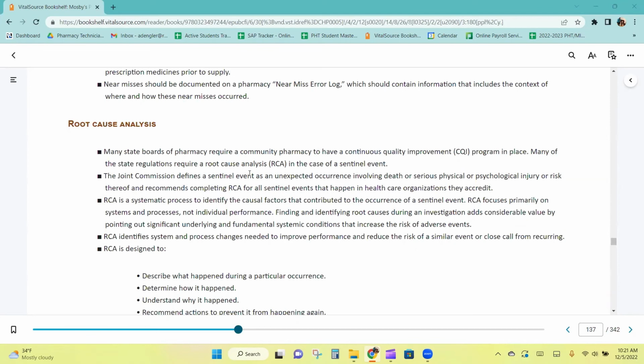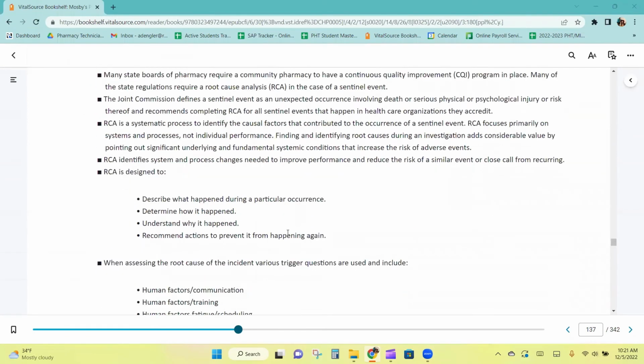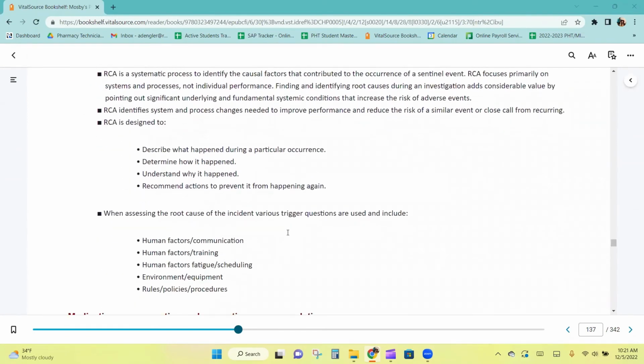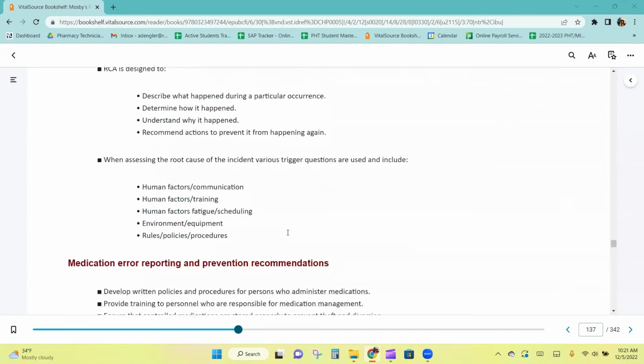RCA identifies system and process changes needed to improve performance and reduce the risk of a similar event or close call from reoccurring. RCA is designed to describe what happened during a particular occurrence, determine how it happened, understand why it happened, and recommend actions to prevent it from happening again. When assessing the root cause of the incident, various trigger questions are used and include human factors and communication, human factors and training, human factors, fatigue and scheduling, information, equipment, rules, policies, and procedures.